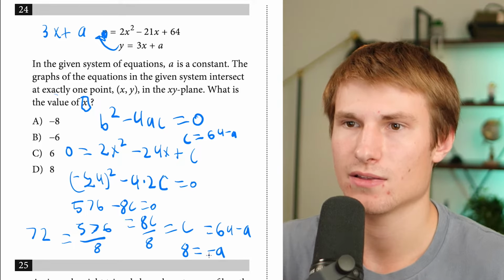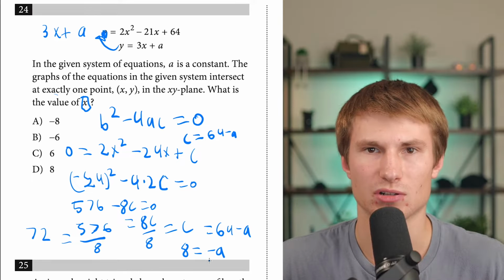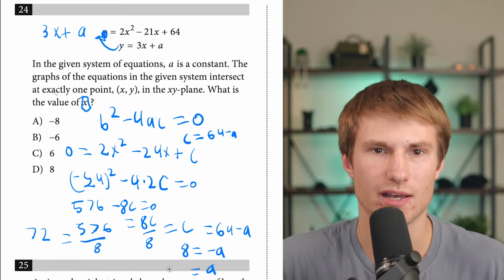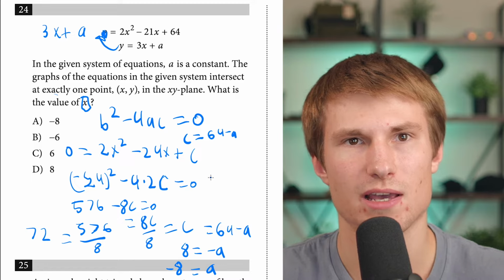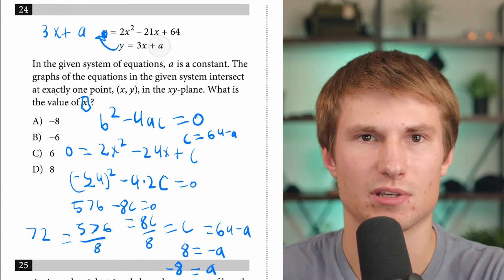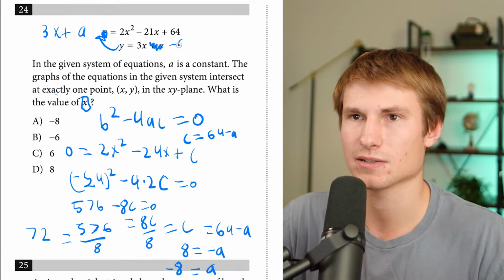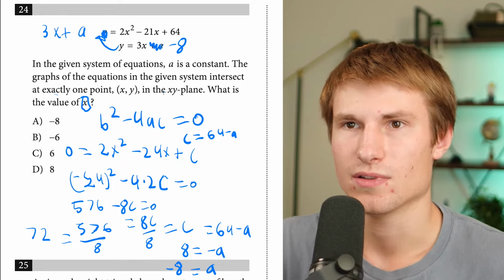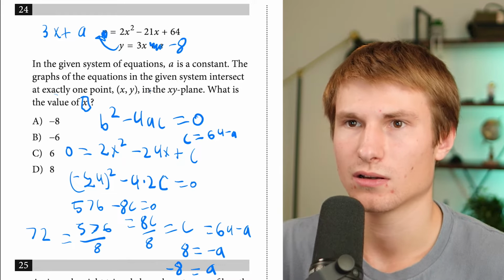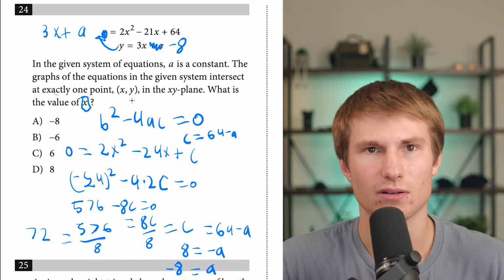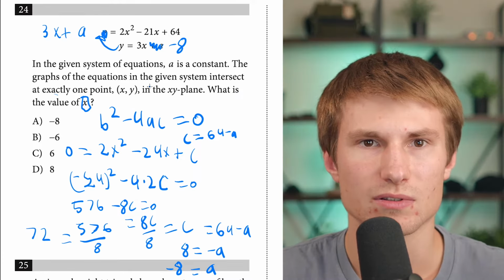So that means that a then, let me go ahead and erase. I guess I'll just keep writing down below. So we'll have that a then is going to equal negative 8. All right, so a is negative 8. So we can go ahead and substitute that in up here. A is negative 8. So we got 3x minus 8. That's the value there. They're going to intersect at exactly 1 point. What is the value of x?